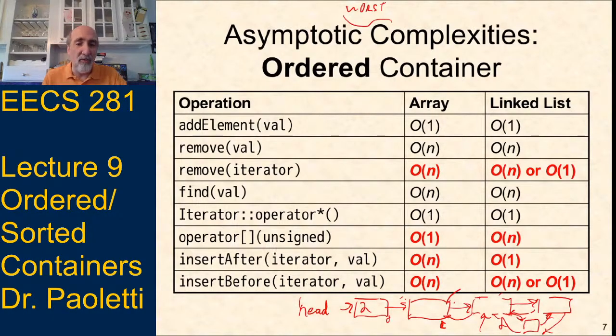Insert before, it says O of n or O of 1, depends on whether it's singly linked or doubly linked. Singly linked would be O of n, doubly linked would be O of 1. All right, so that's ordered containers.